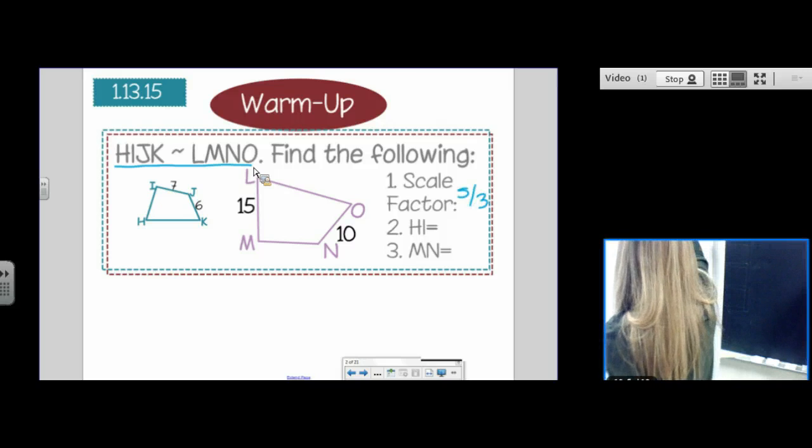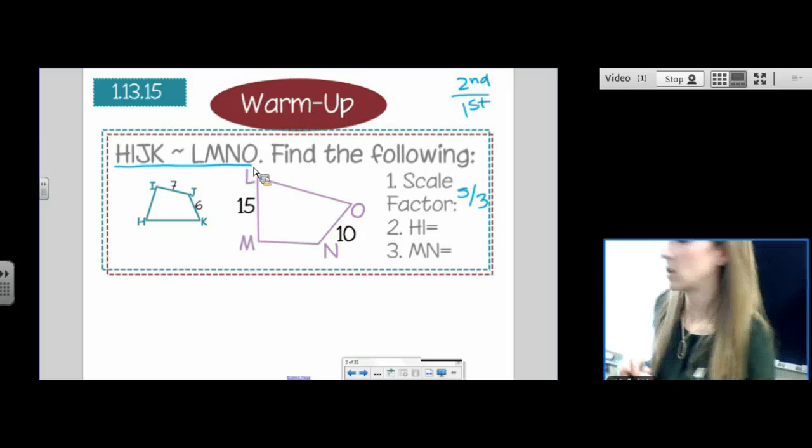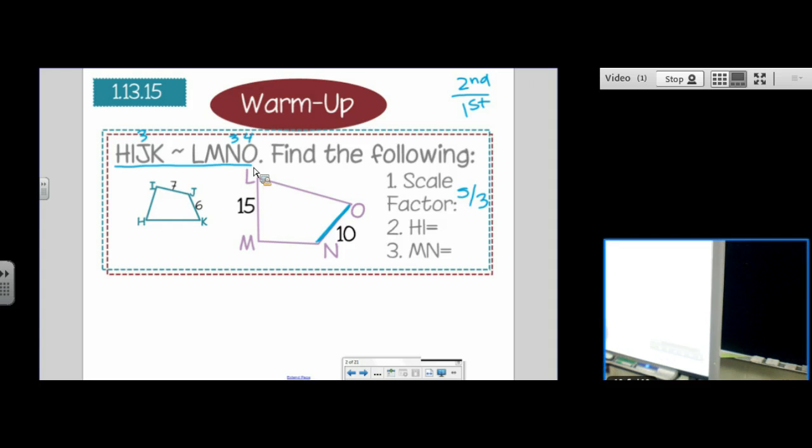Scale factor is second over first, and we need to find two sides that go together, two sides that correspond. So we take a look at one of them. Let's just look at ON. ON is listed third and fourth. What else is listed third and fourth? Well, JK. So we put ON over JK, and that reduces to 5/3.